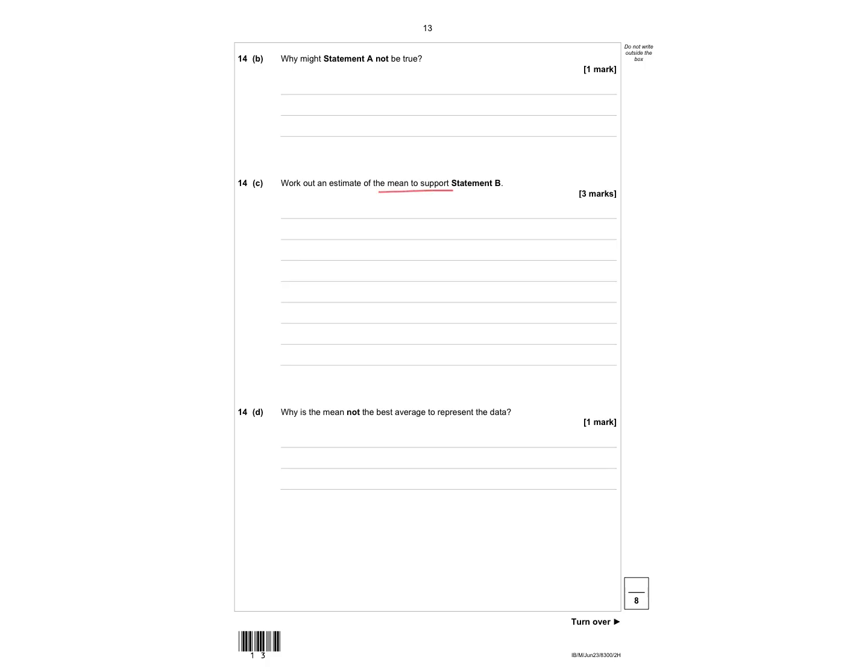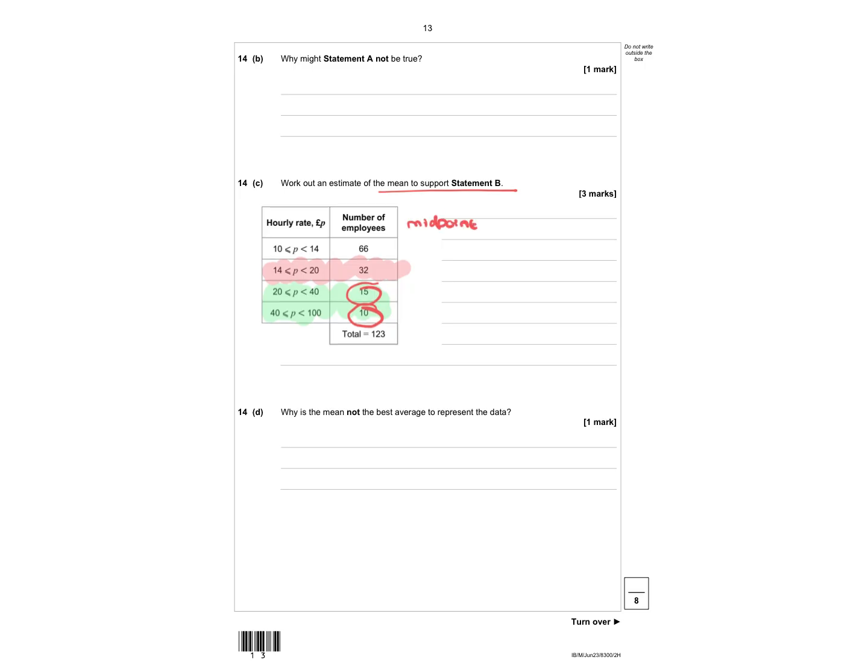Right, to work out an estimate of the mean, this is where we need to use the midpoints of the groups. So, for the first group, the midpoint of that group is 12. I could just set up a little column here. The second group, we've got a midpoint of 17. The third group, a midpoint of 30. And the last group, a midpoint of 70. So thinking about how I've worked out those midpoints, for example, the midpoint of 40 and 100, I've done 40 plus 100 and then divided that by 2 to get a midpoint of 70.